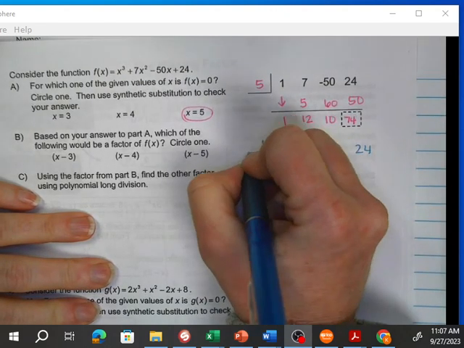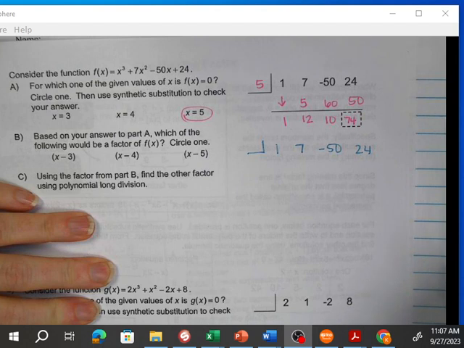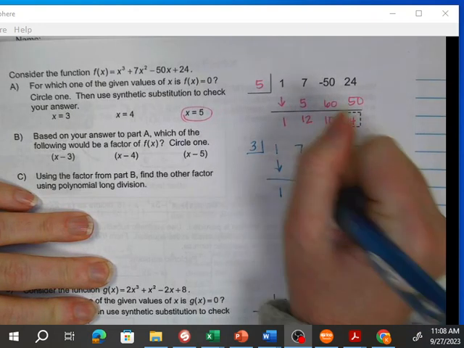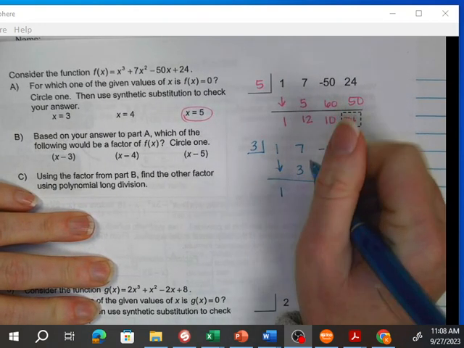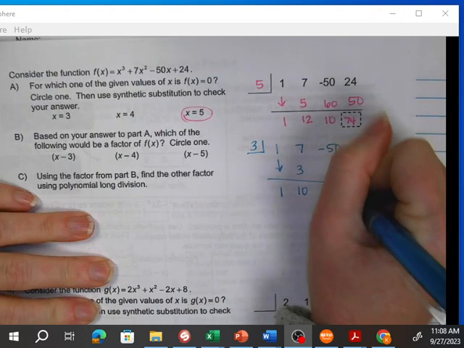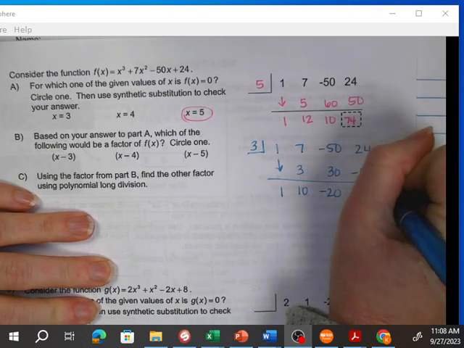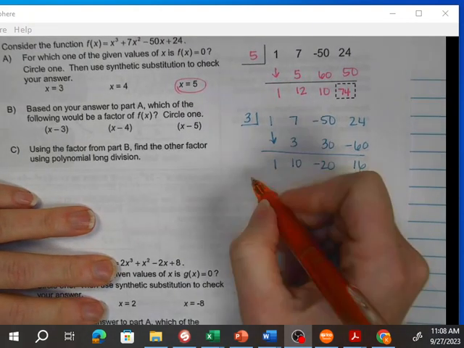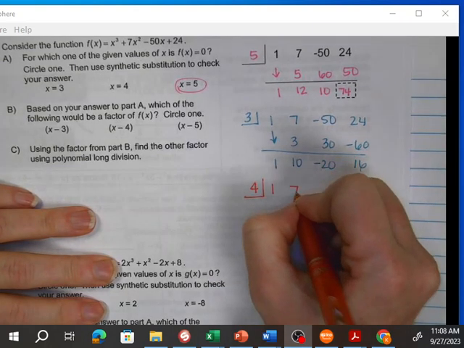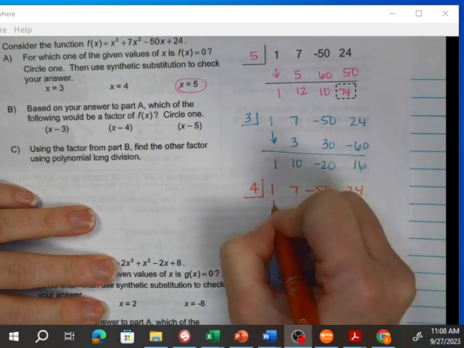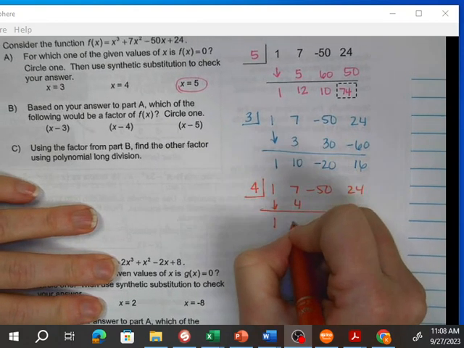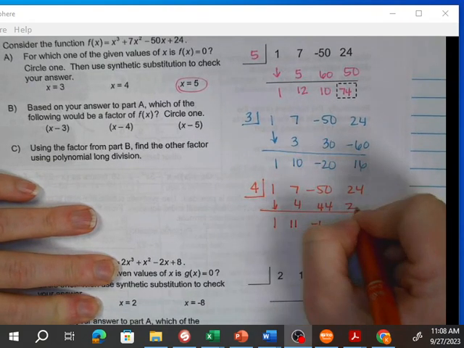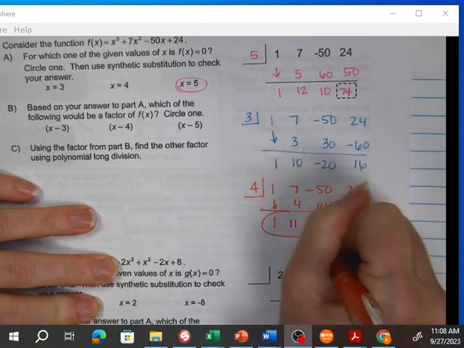What should we try now? x equals 3? Okay, so I'm going to put 3 in the box. Drop the 1. 3 times 1 is 3. 7 plus 3 is 10. 30. Of course we chose the wrong one. Here. Not that one either. It better be 4. It's a trick question. What if it's not? I think it is though. Aha. All right, this one gives a remainder of 0.